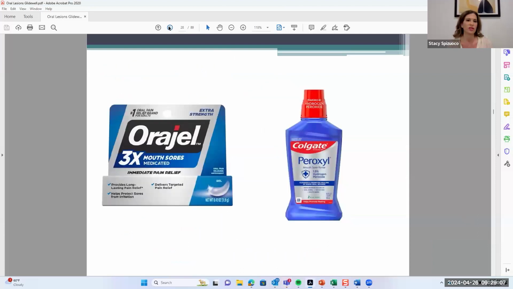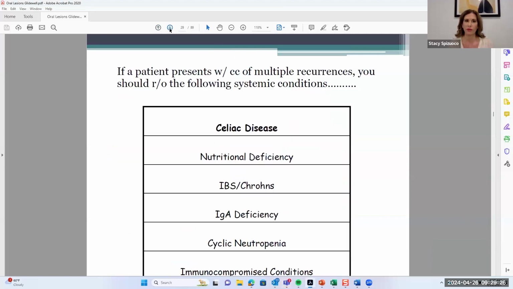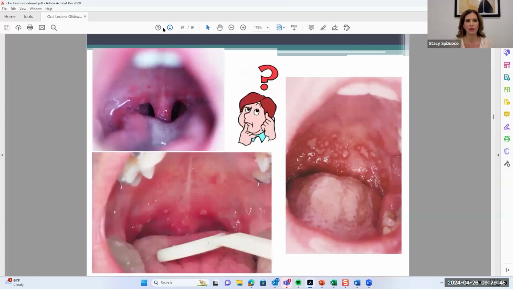The next slide is just pointing out some of the over-the-counter modalities you can use. A lot of patients like that Peroxyl. It's an antiseptic rinse. Also, these are some of the other issues you want to rule out, why patients are getting so many aphthous ulcers, canker sores. I think the next slide I have is magic mouthwash. I don't know if that one made it here, but no, we skipped it.